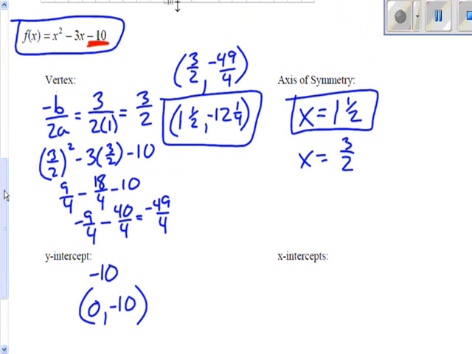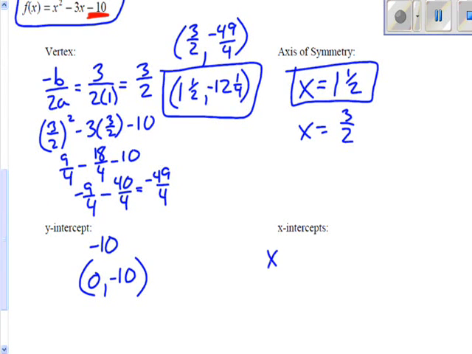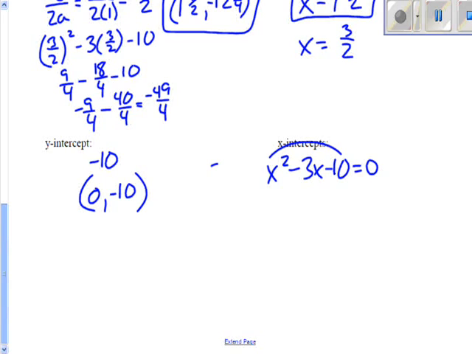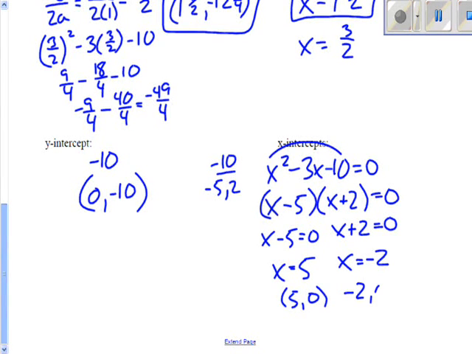The y-intercept is when x equals 0. The x-intercept is when y equals 0. So right here, if I've got x squared minus 3x minus 10 equals 0, I just have to solve for x. I'm going to build a bridge. That's a negative 10. The two magic numbers are a negative 5 and a positive 2. So this is going to factor into x minus 5 and x plus 2. And now I set each factor equal to 0. Essentially I'm just solving for x the same way I did earlier in this packet. So I find out that x equals 5 and x equals negative 2. Again, as ordered pairs, this would be 5, 0, and this would be negative 2, 0.